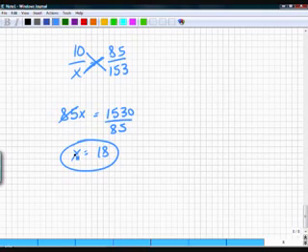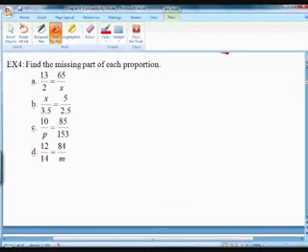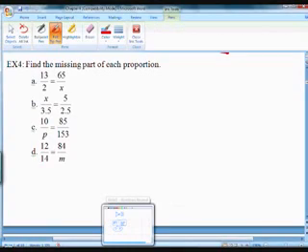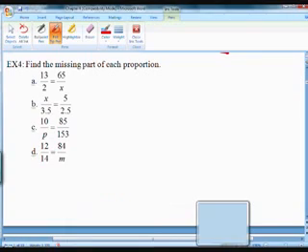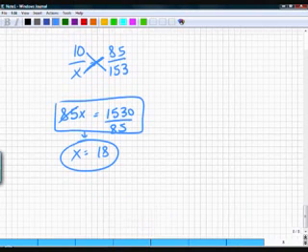This right here is identical to what we just finished, right? Here you go, last one, and then we'll talk about a shortcut. 12 over 14 equals 84 over M. Let's use an X.